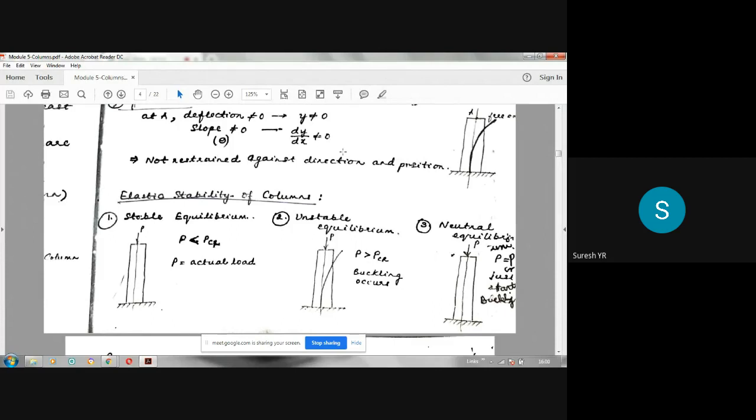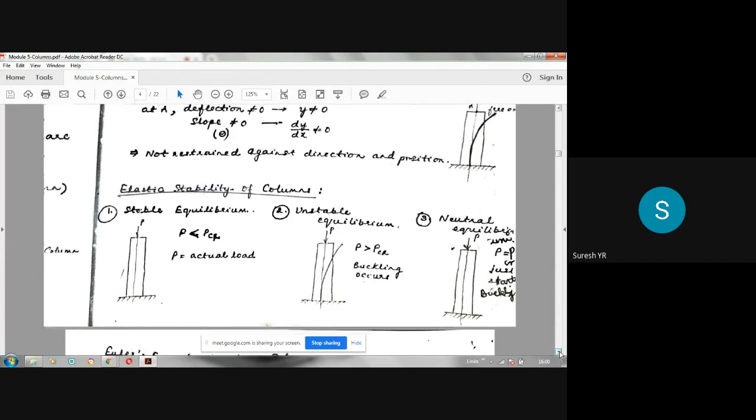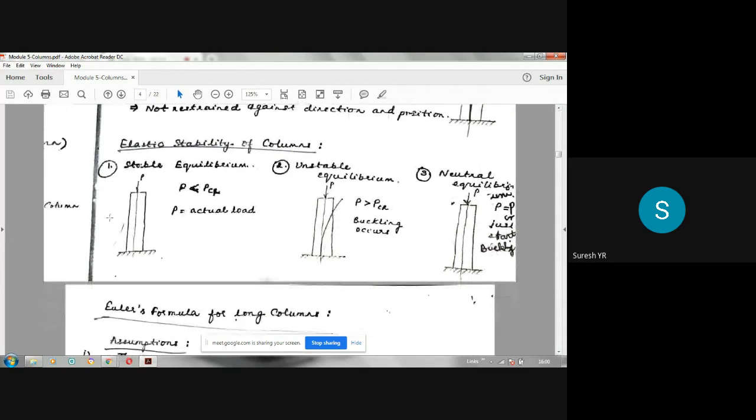Now we will come to stability of a column. What do you mean by stability of a column? There are three cases: stable, unstable, and neutral equilibrium. Suppose P is the actual load acting on the column, and PCR is the crippling load of the column. Crippling load is the minimum load at which a column starts buckling. It's called the crippling load.